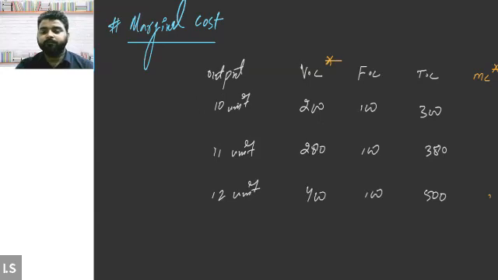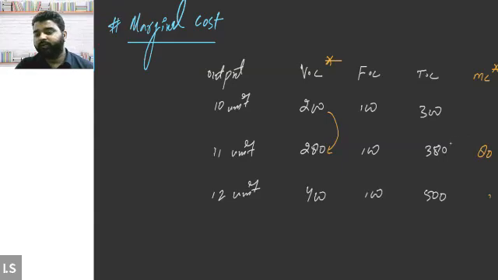So at 10 units, total variable cost that was incurred was 200, and at 11 units, variable cost rises from 200 to 280. That means there is a change in the variable cost. By how much amount is variable cost changing? It is changing by only 80 rupees. So 80 will be our marginal cost. Whatever change arises in the variable cost is our marginal cost.